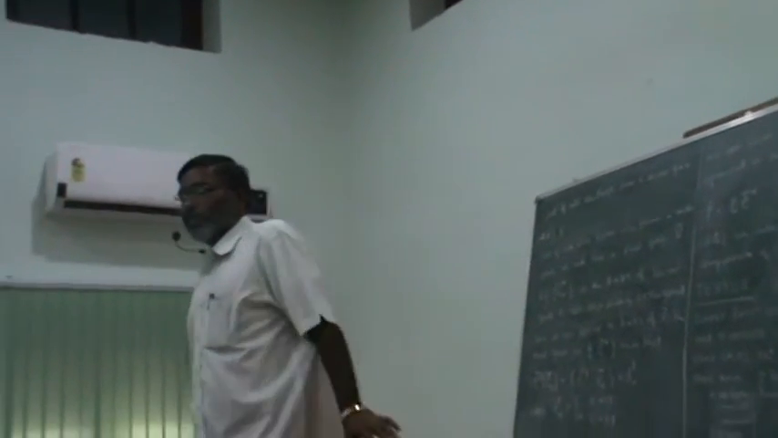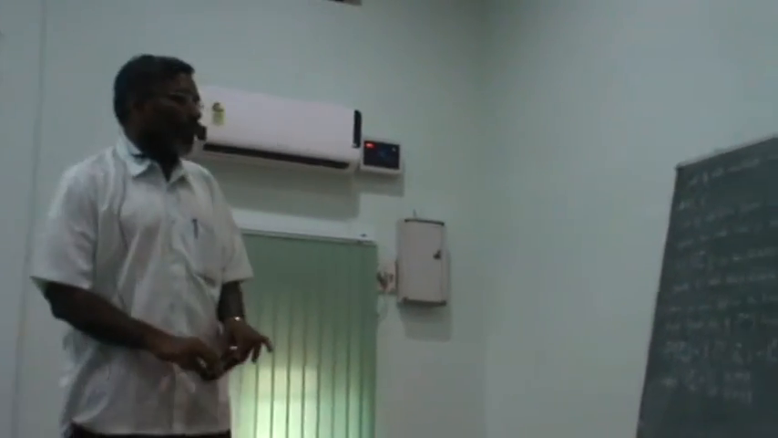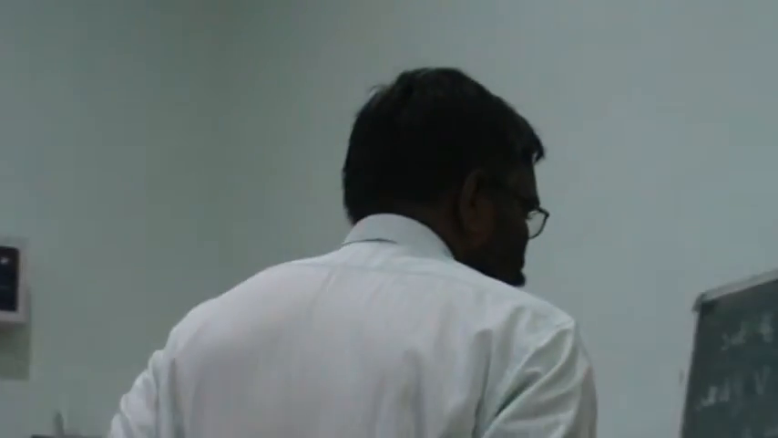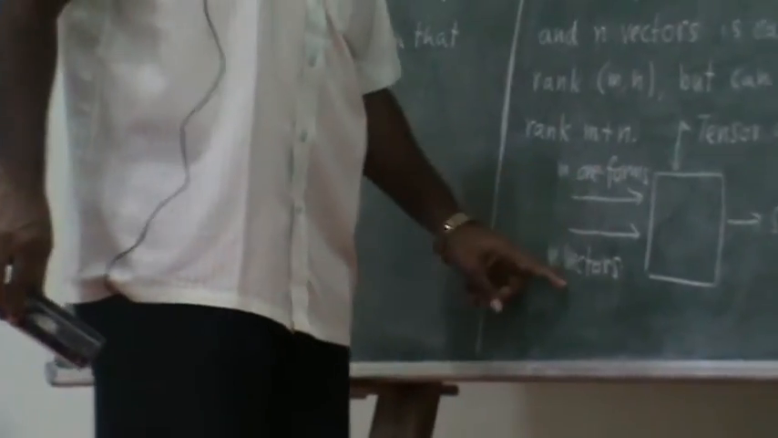Any questions at this point? I think now I have defined what a tensor is. A tensor is a linear scalar-valued function of a certain number of one forms and a certain number of vectors. The rank of the tensor is the sum of the number of one forms and the number of vectors.